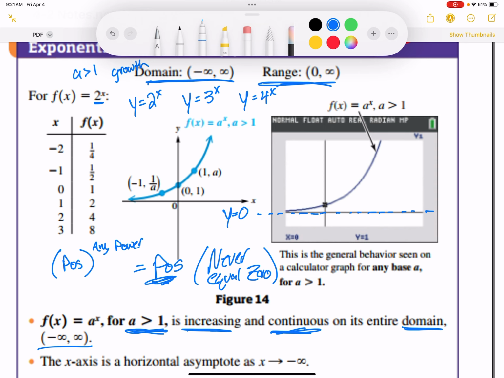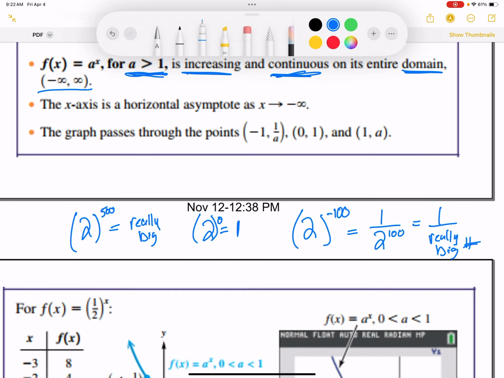It's not about stretches or compressions in this. It's just about this is 2 to the x, this is 3 to the x, this is 4 to the x. They all kind of look similar, but they're not exactly the same. So I treat them all like their own parent functions. You just look at the simple version of it, and you'll see what I'm talking about.